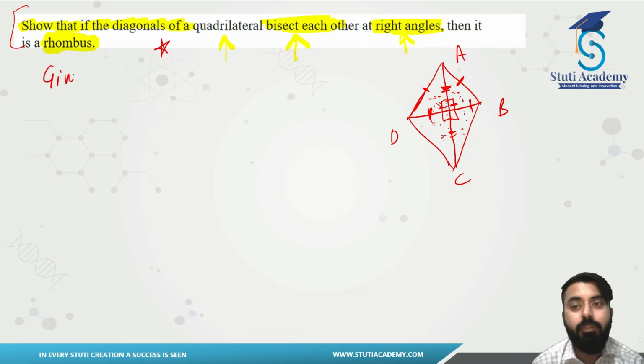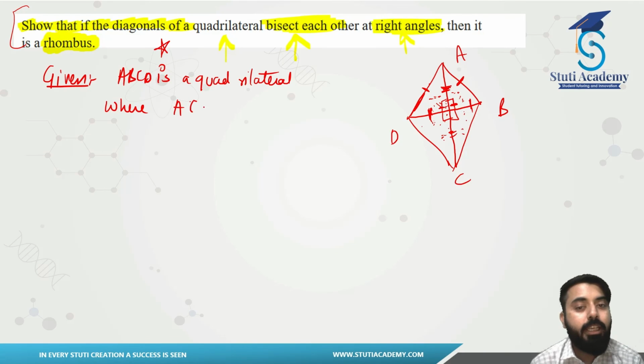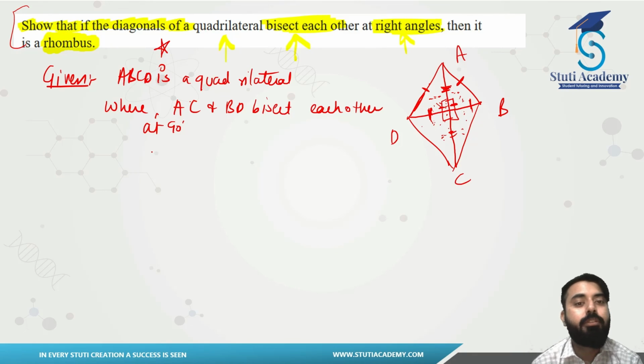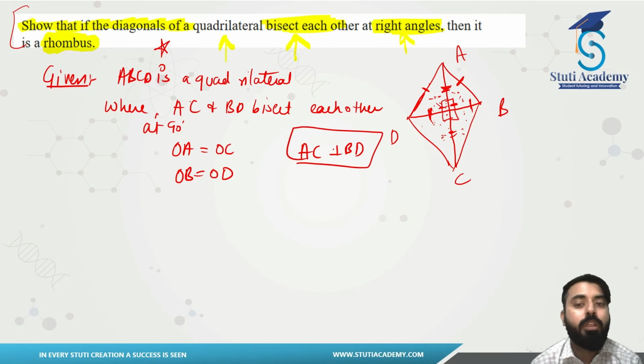Now let's start with the given. Let's write whatever we have been given. We have been given that ABCD is a quadrilateral where AC and BD bisect each other at 90 degrees. So this means OA is equal to OC and OB is equal to OD and AC is perpendicular to BD. These are the two things.